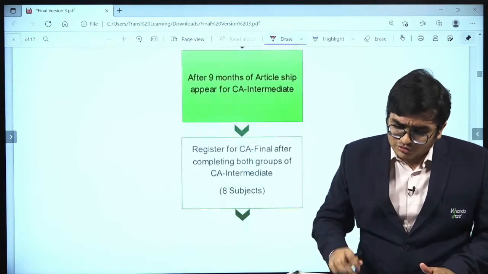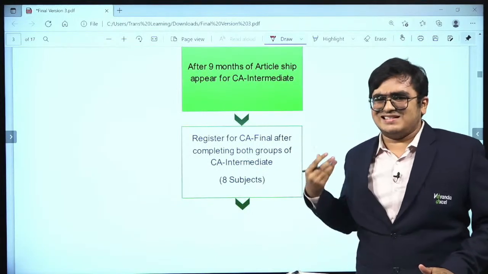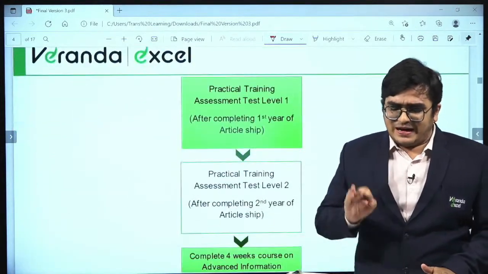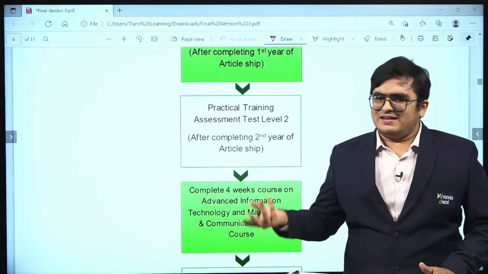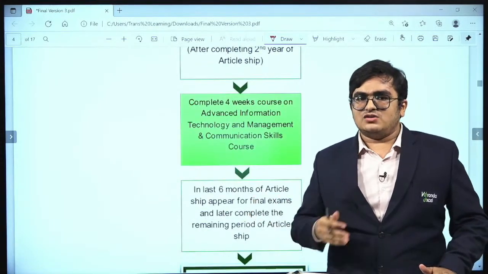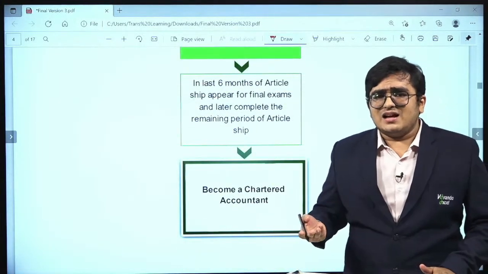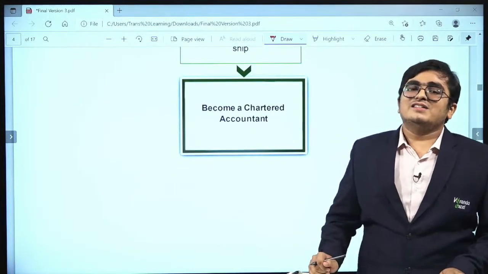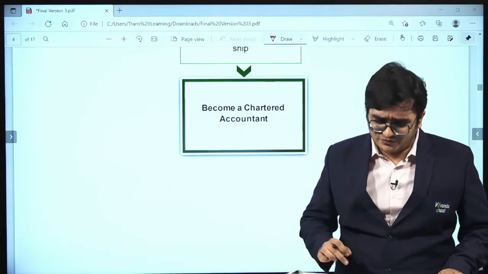Once you are done with both the groups of CA intermediate, you can register for final. After this, it's the same thing. You can register for final, and then there is practical training assessment test level 1, practical training assessment test level 2, and then again advanced information technology and MCS, or management and communication skills. In the last 6 months, you give your final exam, then you complete your articleship, and yet again you become a chartered accountant, an esteemed member of the Institute of Chartered Accountants of India.